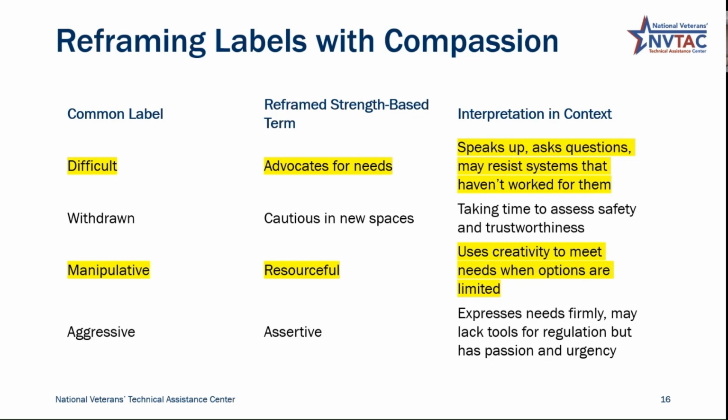And this is the context. Speaks up, asks questions, may resist systems that haven't worked for them, takes time to assess safety and trustworthiness, uses creativity to meet needs when options are limited, expresses needs firmly, may lack tools for regulation, but has compassion and urgency. So these are some ways that we can interpret these common labels people use, and how we can shift to strength-based language and terms, especially when we're documenting or speaking to veterans.